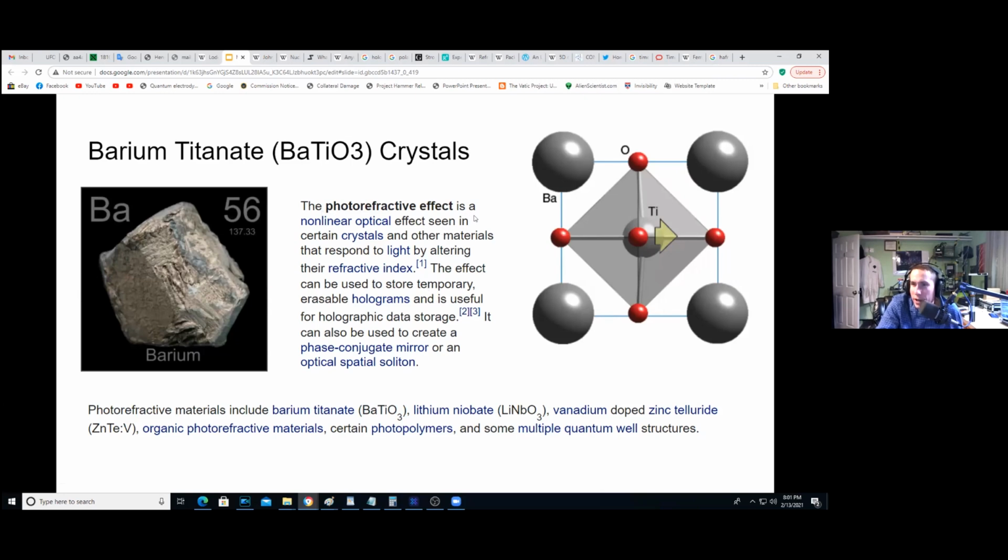The photorefractive effect is a nonlinear optical effect, and it's seen in certain crystals and other materials that respond to light by altering their refractive index. So this material actually alters the refractive index of light. The effect can be used to store temporary erasable holograms and is useful for holographic data storage. It can also be used to create a phase conjugate mirror or an optical spatial soliton.